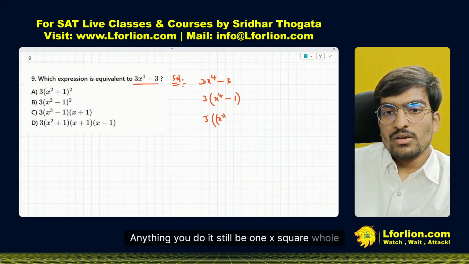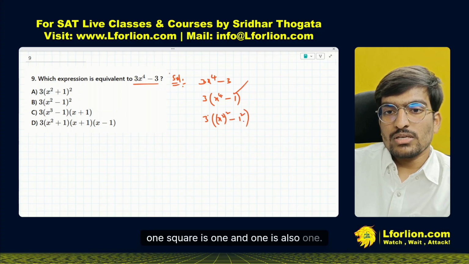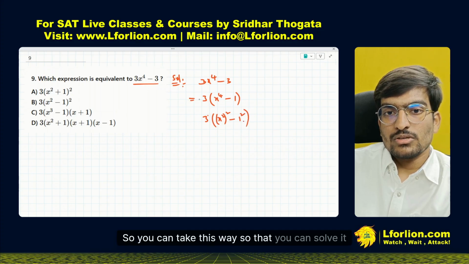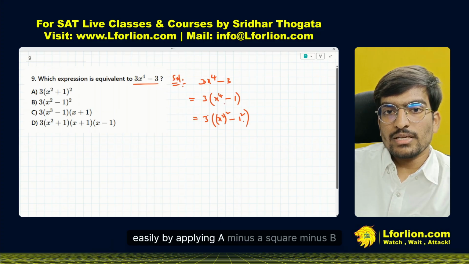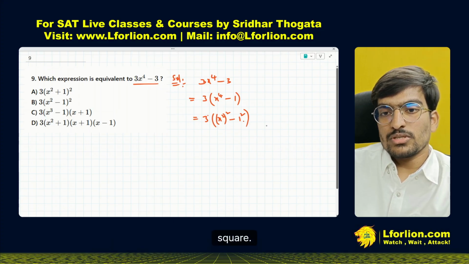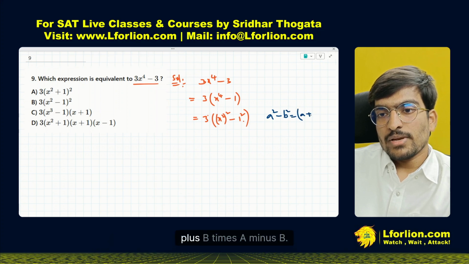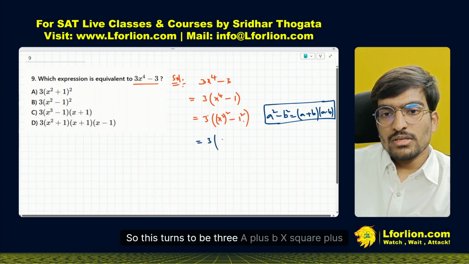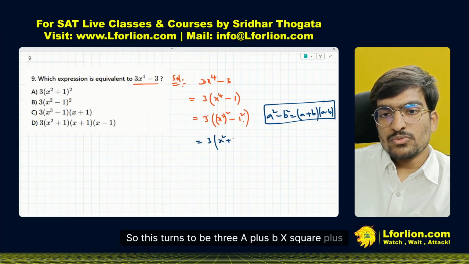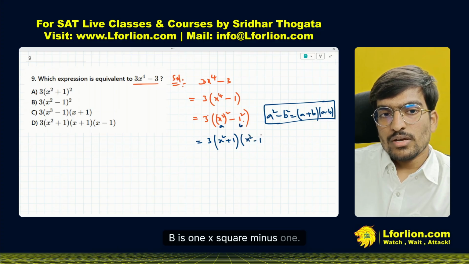X square whole square you can write. This will be 1 square. 1 square is 1 and 1 is also 1. So you can take it this way so that you can solve it easily by applying the a square minus b square formula. A square minus b square equals a plus b times a minus b. So this turns out to be 3 times (a plus b), x square plus 1. This a is x square, b is 1, x square minus 1.